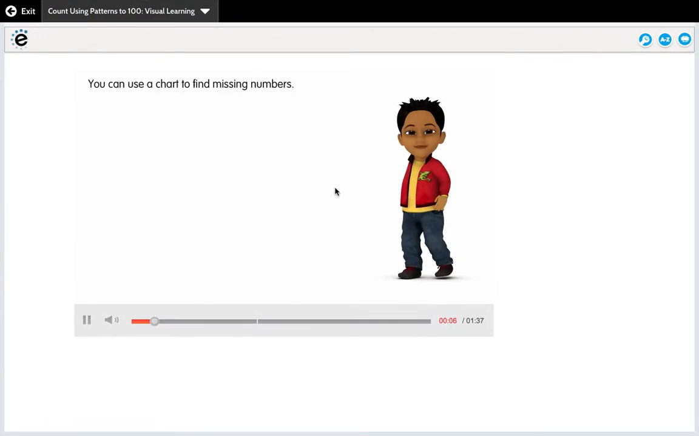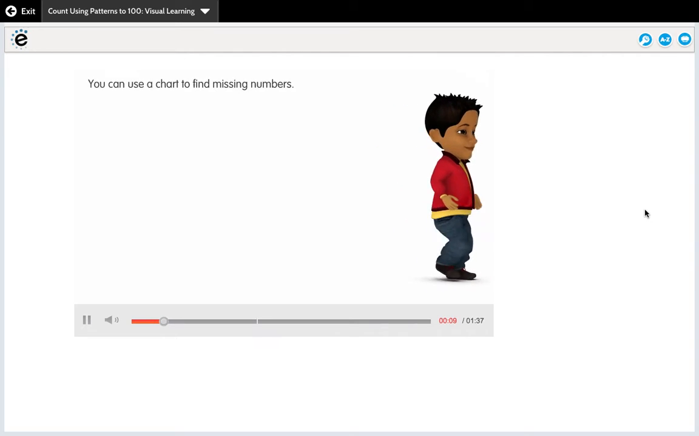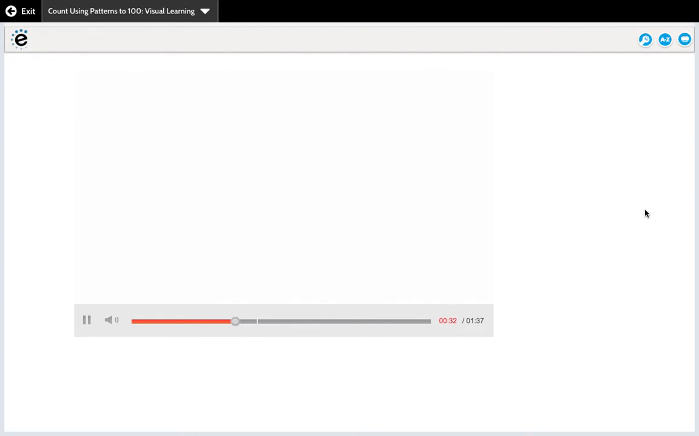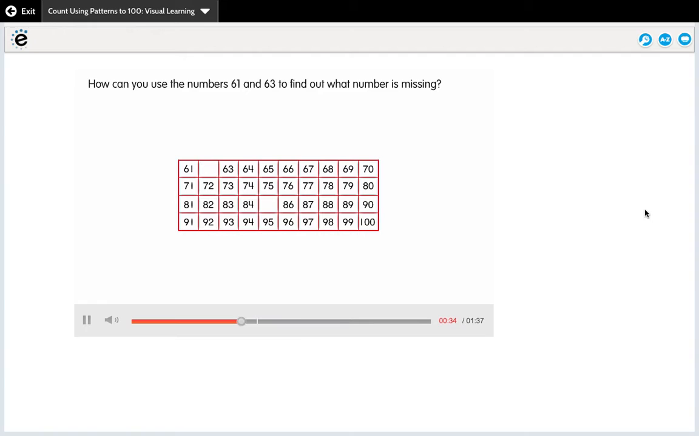You can use a chart to find missing numbers. What do you see? Part of a 100 chart is there. What is this called? It is a row. What is this called? It is a column. A column goes up and down. A row goes across. How can you use the numbers 61 and 63 to find out what number is missing?